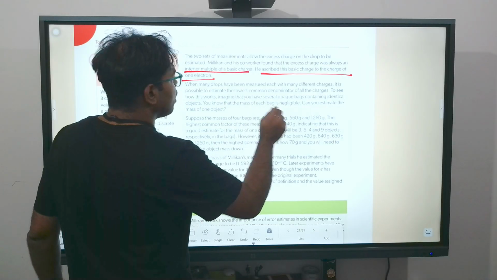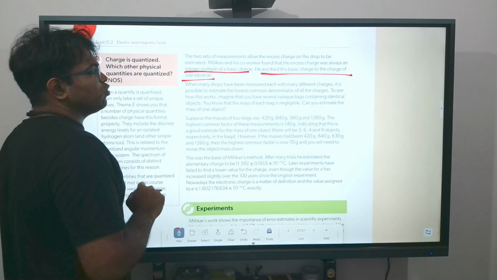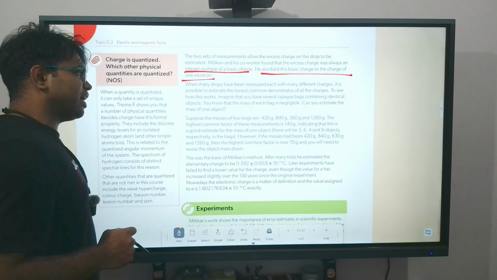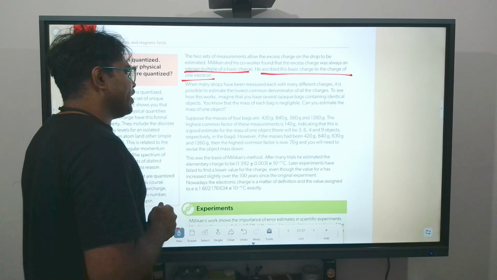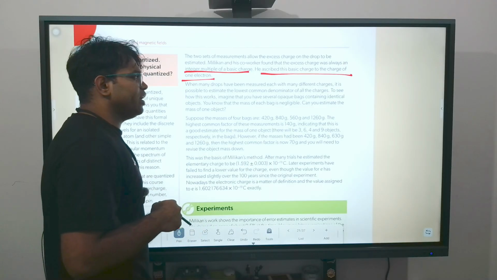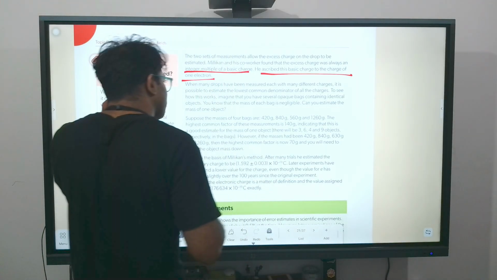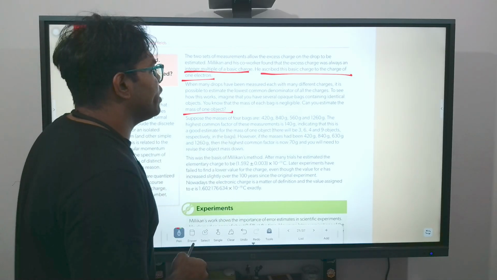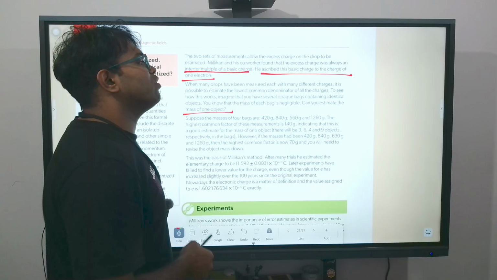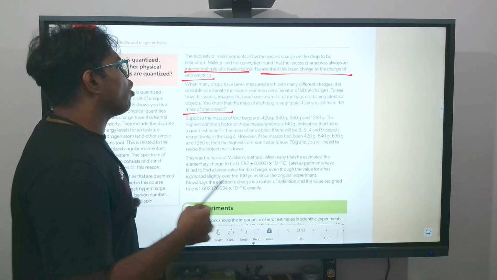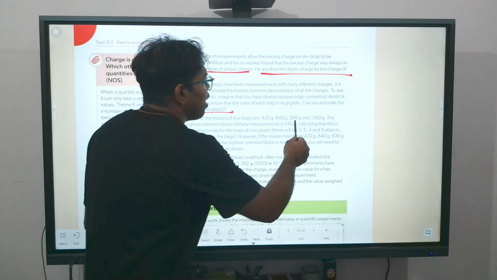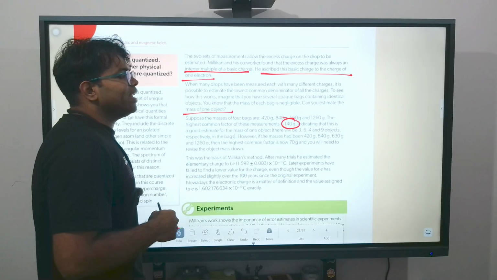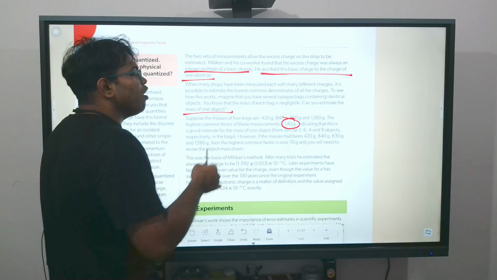To see how this works, imagine that you have several opaque bags containing identical objects. You know that the mass of each bag is negligible. Can you estimate the mass of one object? Suppose the masses of four bags are 420, 840, 560, and 1260. The highest common factor of these measurements is 140 grams, indicating that this is a good estimate for the mass of one object.